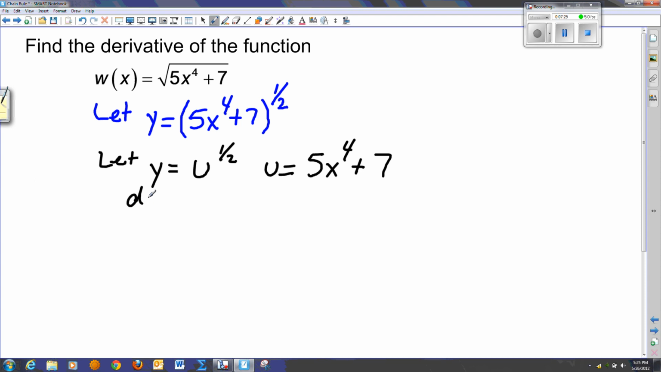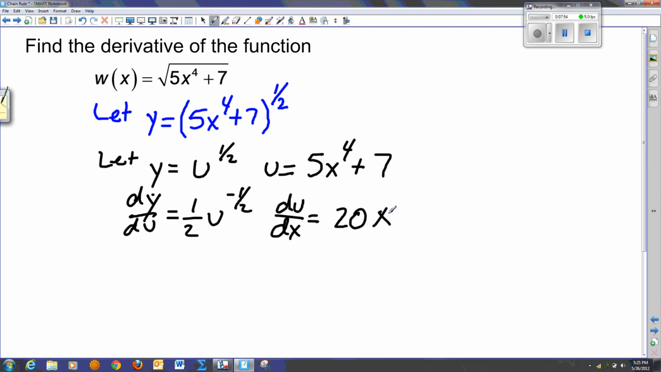dy/du, just use the n minus 1 property to find the derivative, so that's a half u to the negative 1/2 power. And du/dx is going to equal 20x cubed.